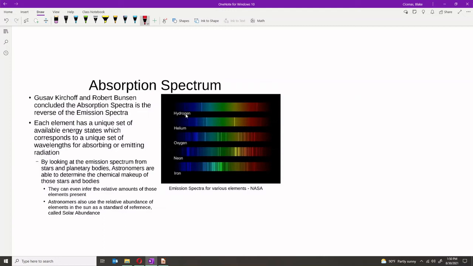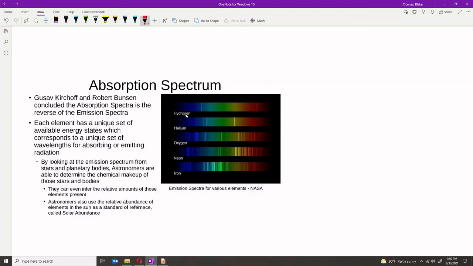So when we say, oh, Jupiter and Saturn are full of hydrogen, this is how we know, from the absorption spectra or emission spectra. That's why I did all those slides previously, because this spectra helps astronomers see what's actually out there.